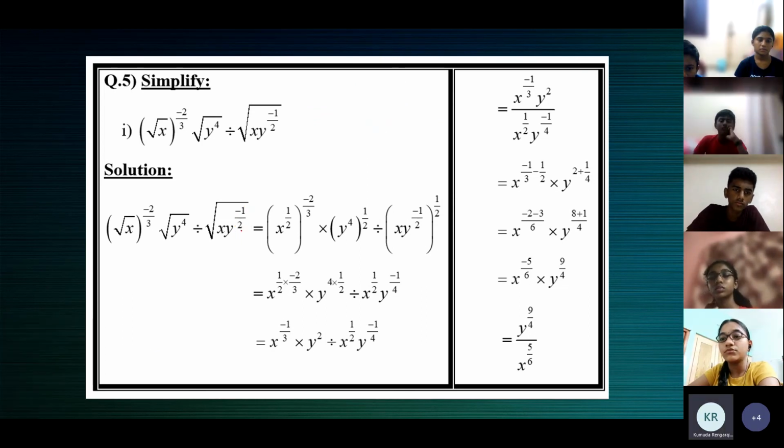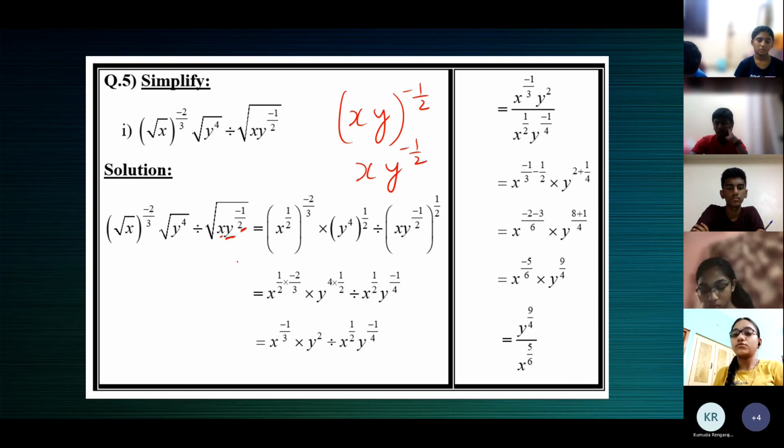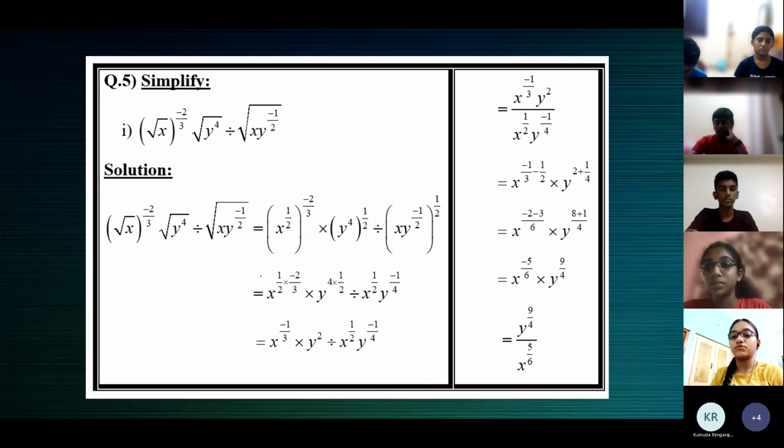The power minus 1 by 2 is only for y. It's not for x, because it is not (xy) whole power minus 1 by 2. It is x, y to the power minus 1 by 2. Watch that. So be careful there.